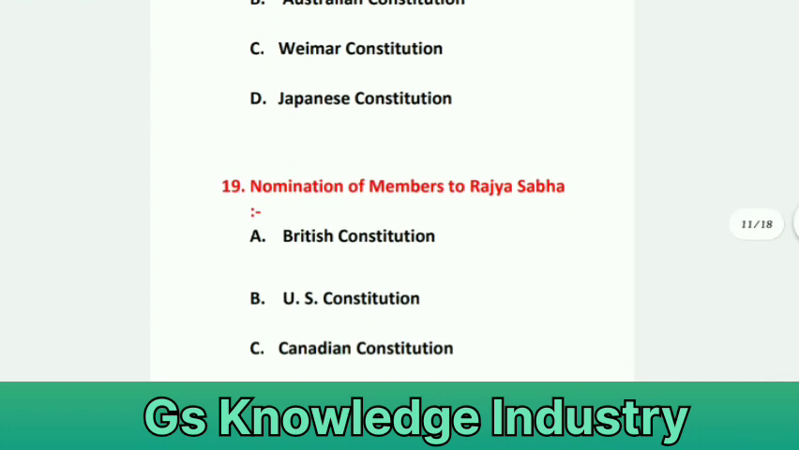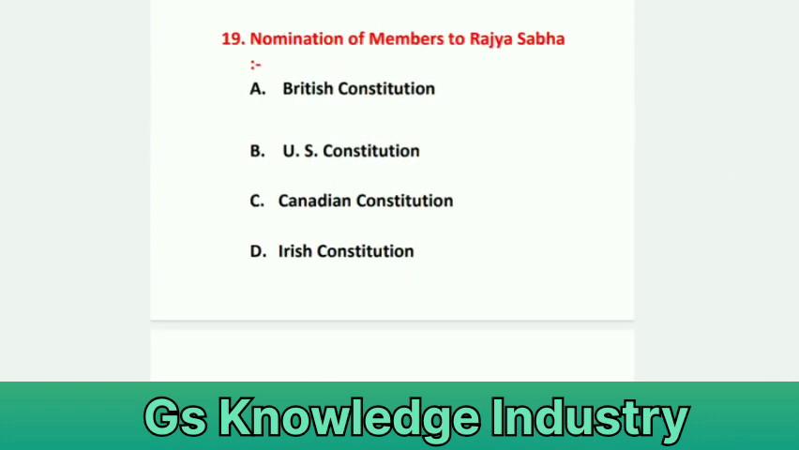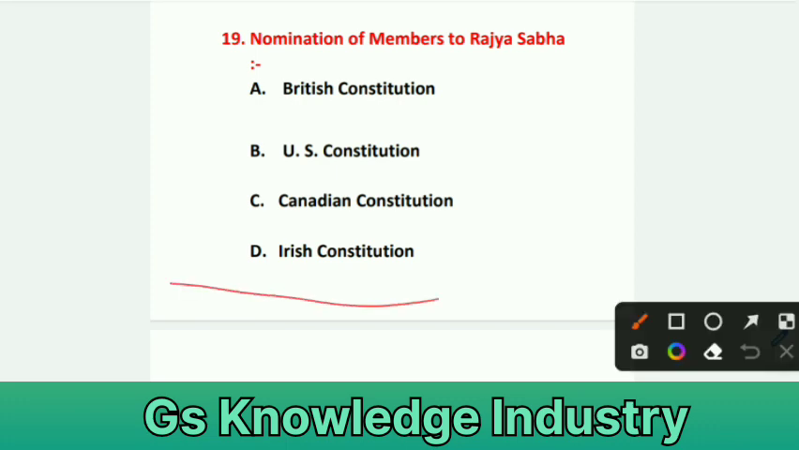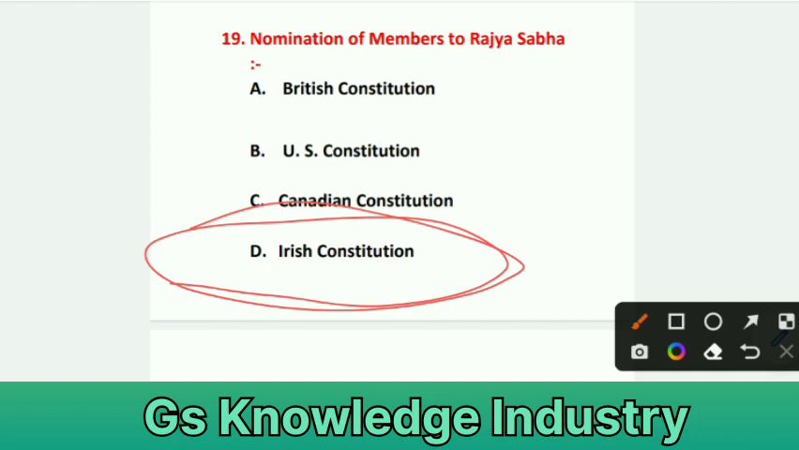19 number question. Nomination of members to Rajya Sabha. This system has been came from which constitution? Option A, British Constitution. Option B, US Constitution. Option C, Canadian Constitution. Option D, Irish Constitution. Here the right answer is Option D. Option D is the correct answer. Irish Constitution. Nomination of members to Rajya Sabha of the India has been came from Irish Constitution.